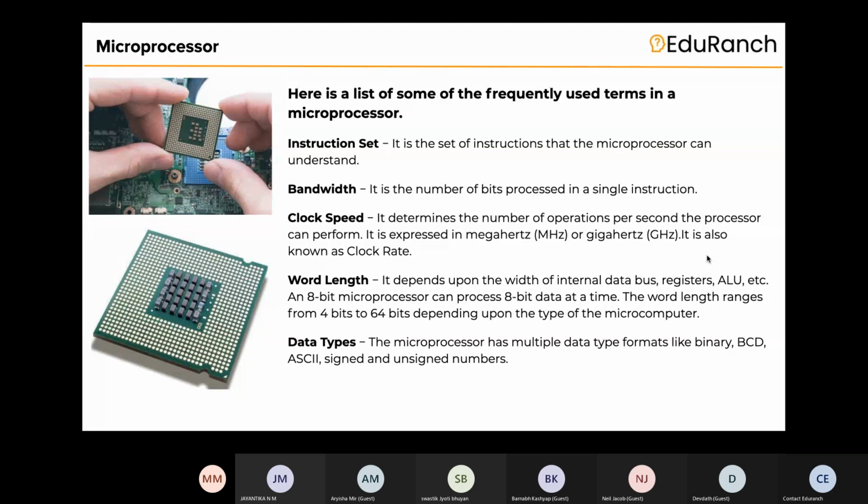As you grow into more advanced classes or grades, you'll come across microprocessors. People will talk about instruction sets, bandwidth, clock speed, word length, data types. How many of you have heard of this? Or first of all, how many of you have seen a microprocessor? Sir, me. Oh, great. You see a microprocessor on the slide? Yes, sir. When I was a little kid, my father took this thing out of the CPU and showed me.